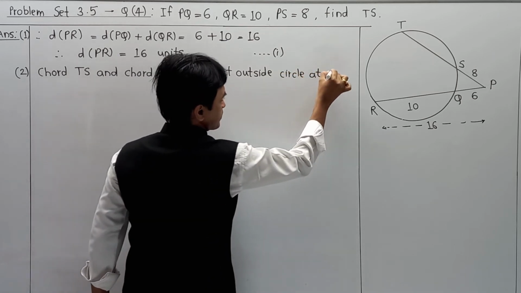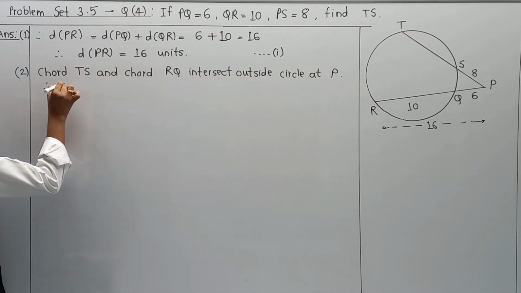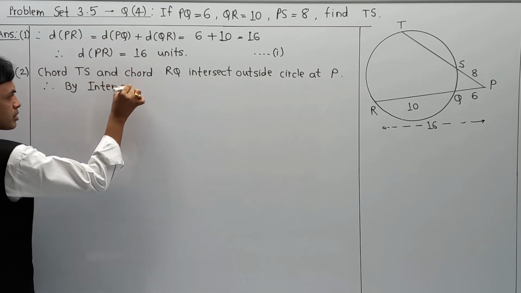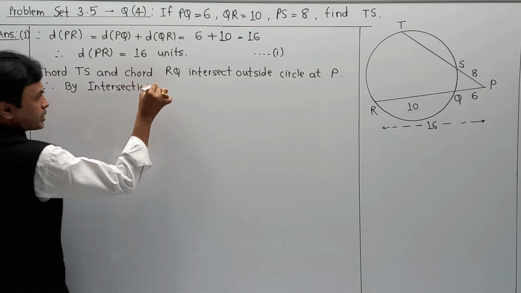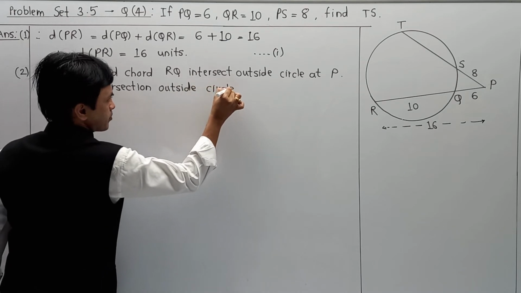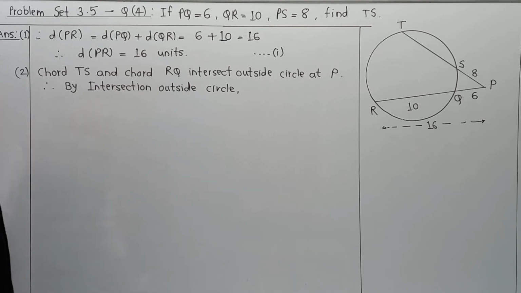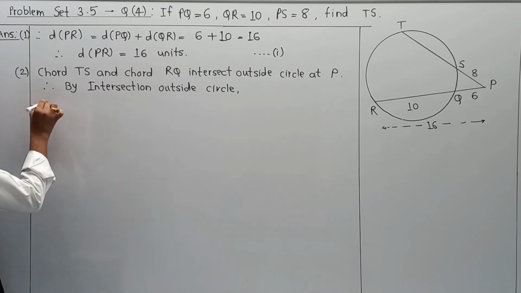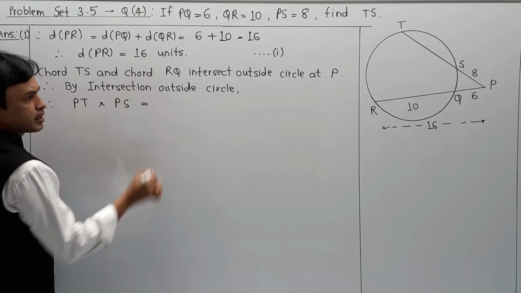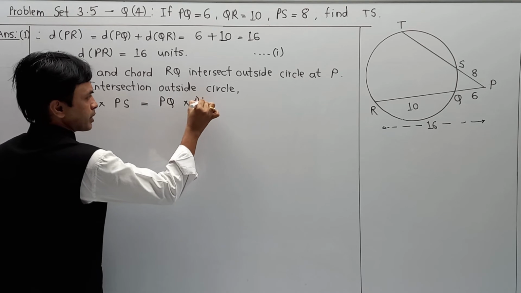At point P, therefore, by the intersection outside the circle theorem property, PT into PS is equal to PQ into PR.